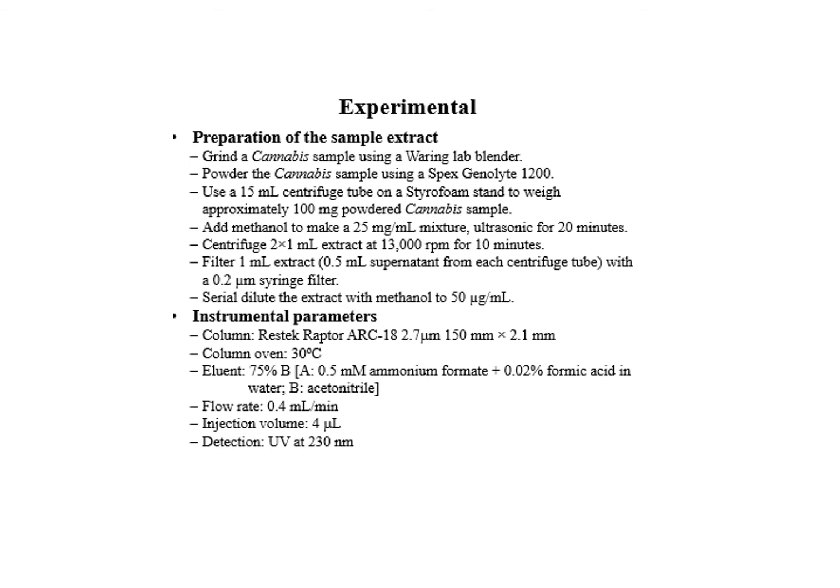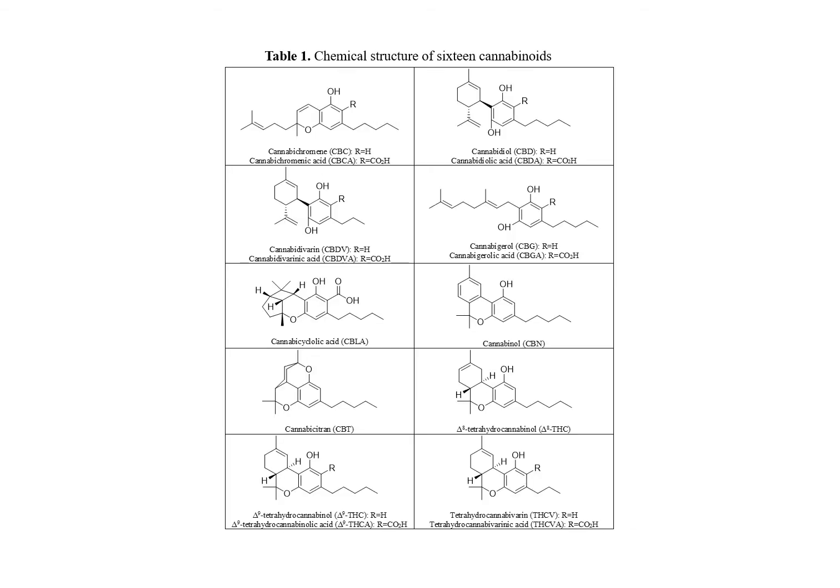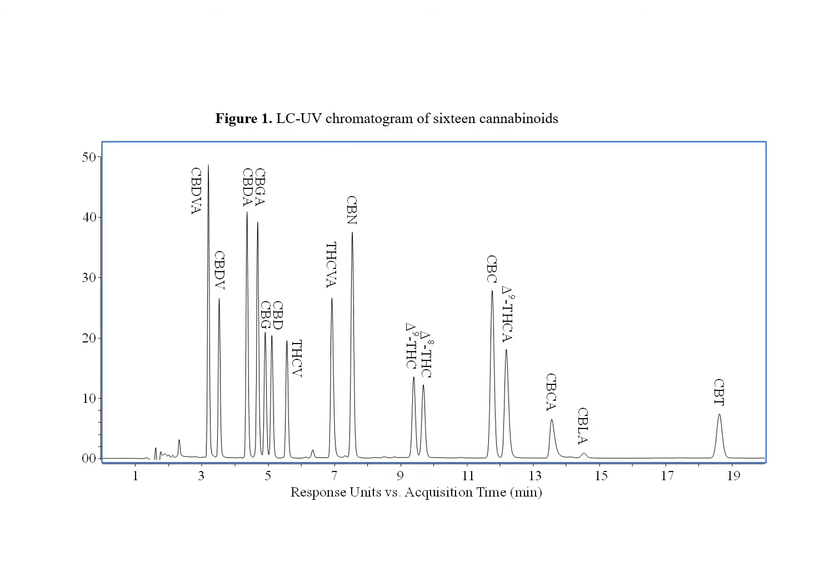Below are the instrumental parameters for the LC-UV instrument. Here are the structures of the 16 cannabinoids that we are looking at in this study. This first chromatogram is an LC-UV chromatogram of the 16 cannabinoids, starting with CBDVA that elutes first, ending with CBT. And the elution pattern is due to the polarity with the column. So we are using a C18 column with polar solvents for our mobile phase.